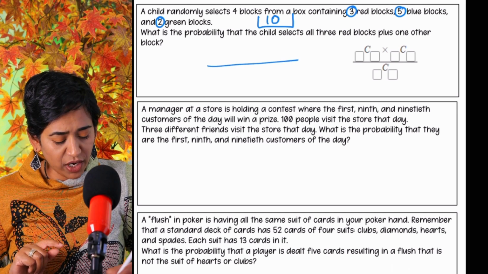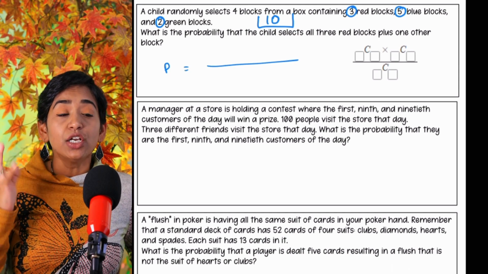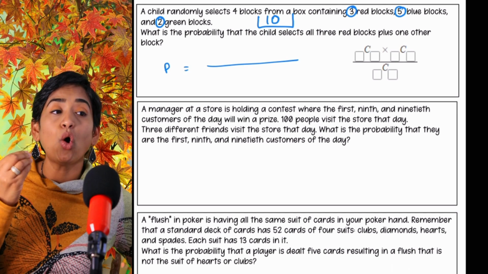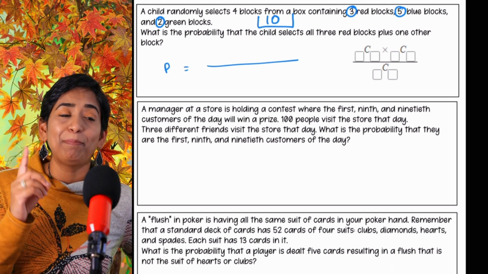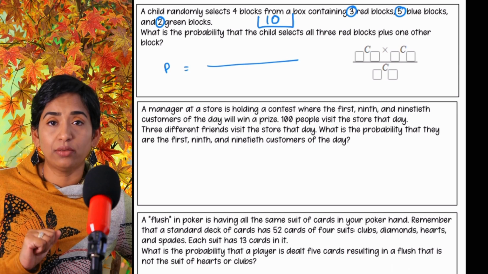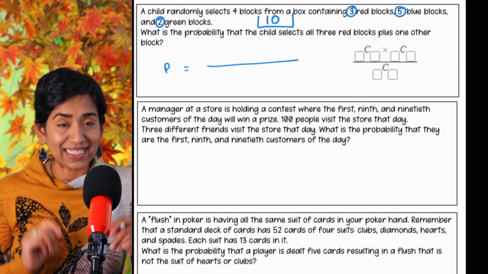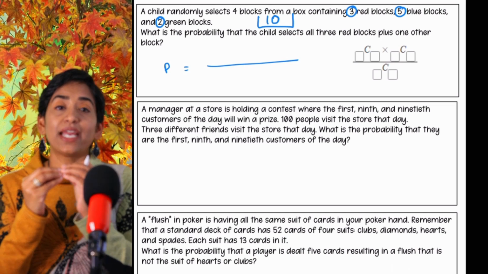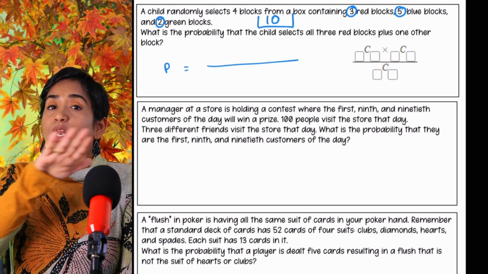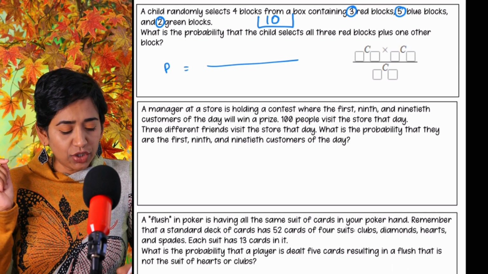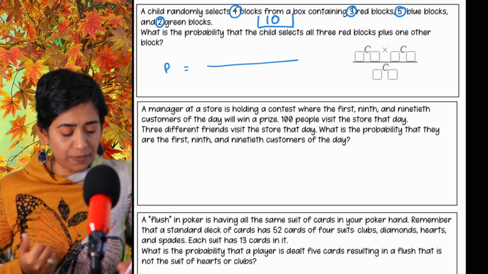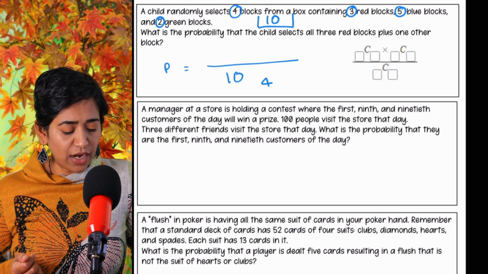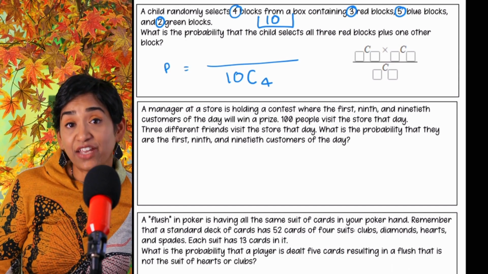Remember when you're trying to find the probability? They're asking you, what is the probability that the child selects all 3 red plus 1 other block? So that is very confusing. So let's take a look here. Step 1, probability is how many ways can you pick 4? So you will not look at the condition. You'll only see the child is picking 4 from 10. So the child is picking 4 from 10, and you know it's a combination, 10C4.